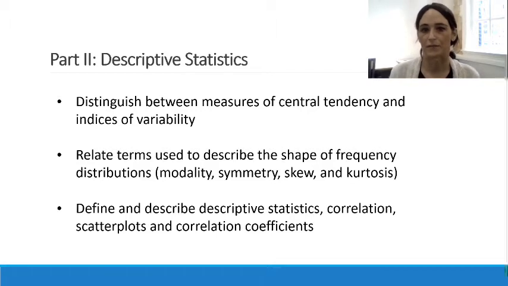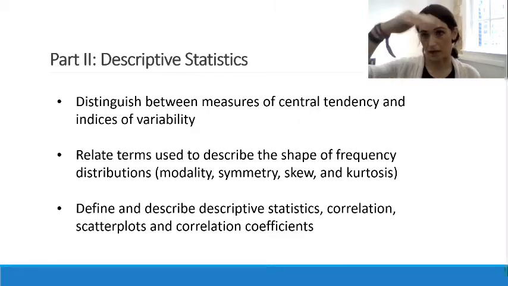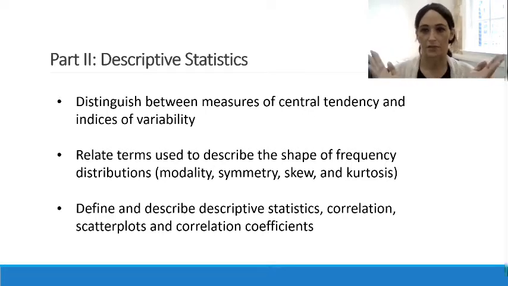So we're going to distinguish between measures of central tendency and indices of variability. And we're going to relate those terms to describe the frequency distribution that we see when we run a frequency distribution in terms of modality, so how many peaks it has, its symmetry, skew, and kurtosis, which we're going to cover. We're going to define and describe descriptive statistics, correlations, scatter plots, and correlation coefficients.